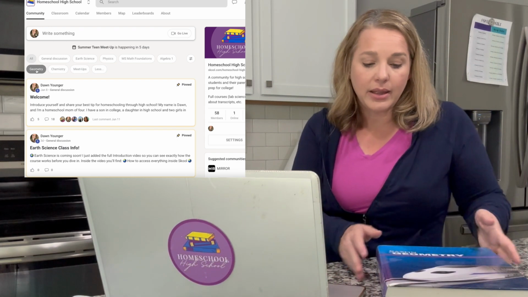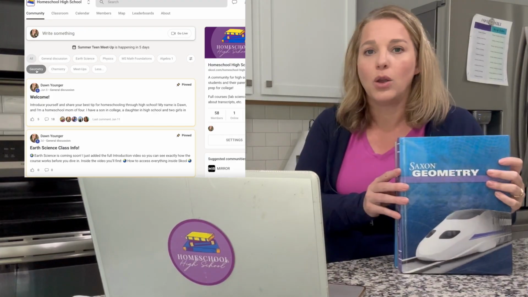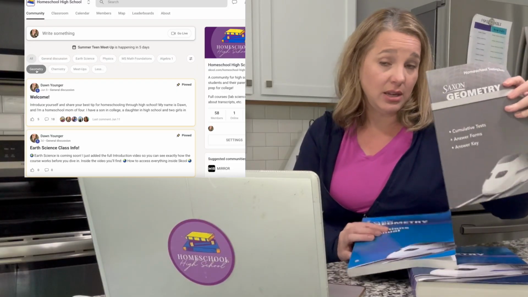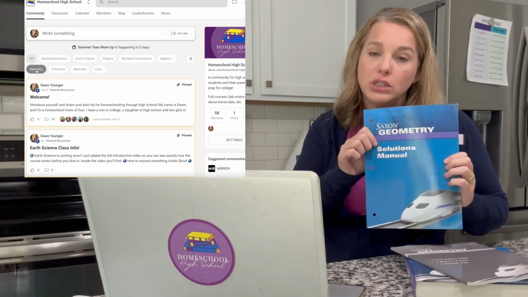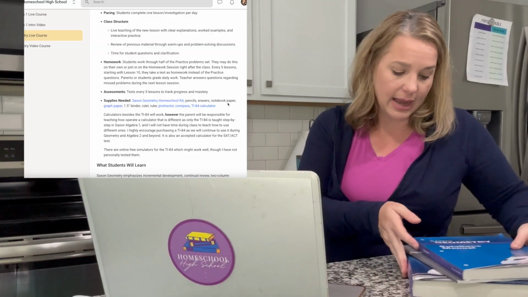As far as supplies, you will need the Saxon Geometry Homeschool Kit, which includes the textbook, the tests and test answer keys, and then the solutions manual for the homework. So that's 3 books that are included with that.